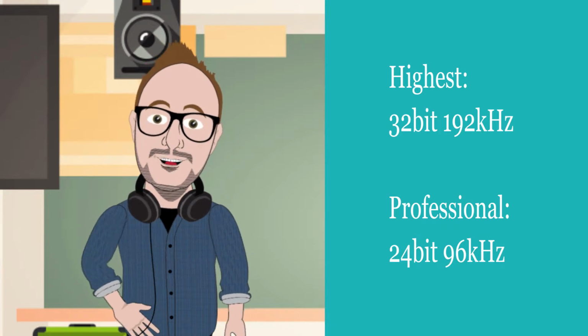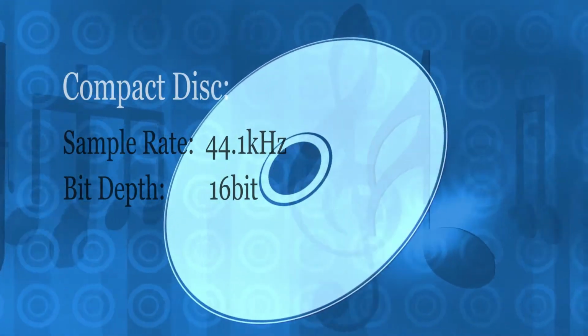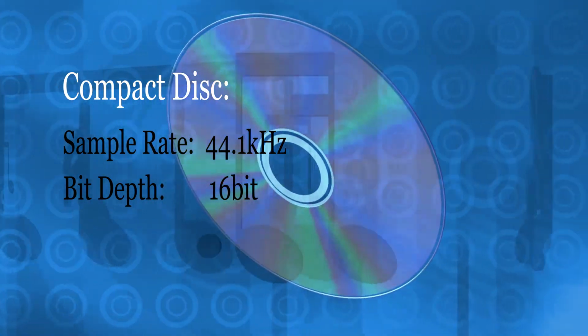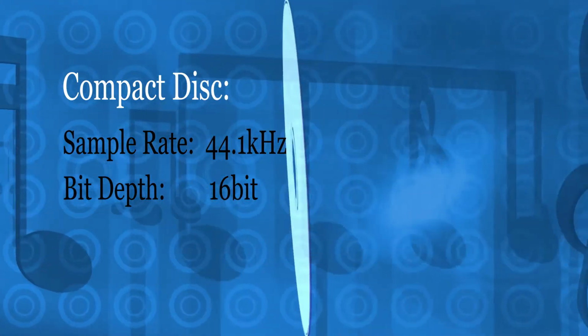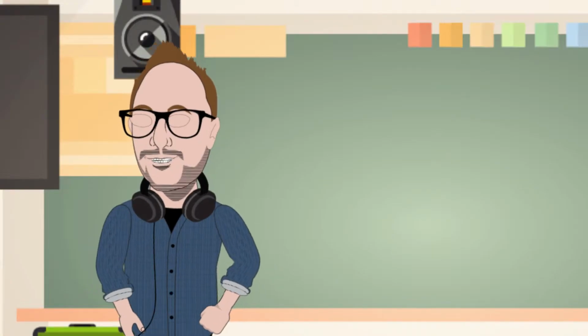Not that anybody exports their music to CDs anymore, but to put those numbers into perspective, the sample rate of a CD is 44.1K, and the bit depth is 16-bit. We'll get into this more later when we talk about exporting your MP3 for iTunes or for your web host.